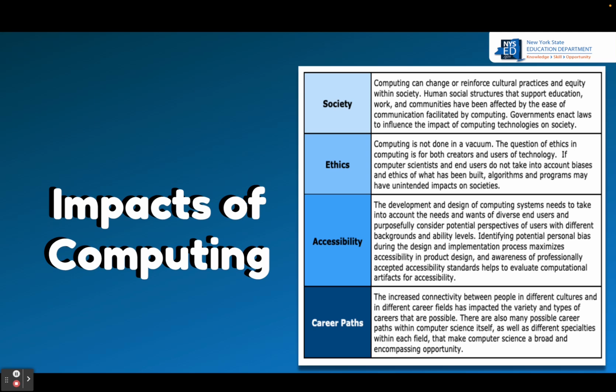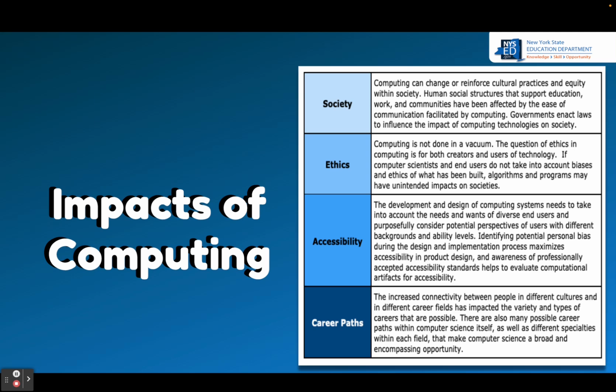Here we're taking a look at both our users and our creators of technology to make sure that they are built with algorithms that don't have unintended impacts or any implicit bias built into it. The last 2 sub-concept areas are ones that have one standard each, but are pretty large as far as what they cover. The first one is accessibility.